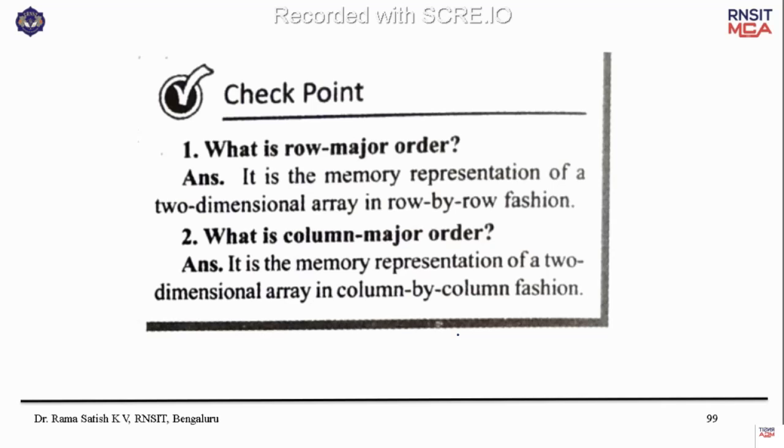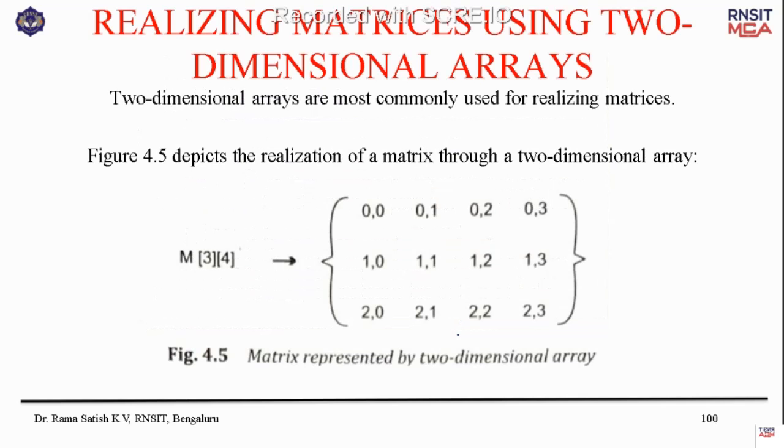Now let us look into the realization of matrix using two-dimensional arrays. Of course, two-dimensional arrays are most commonly used to realize matrices, as you already know. The first subscript signifies the row of the matrix, while the second subscript signifies the column. The operations on the array representation of a matrix can be performed through a simple programming language, that is C. And C always makes use of the row representation of matrix values.